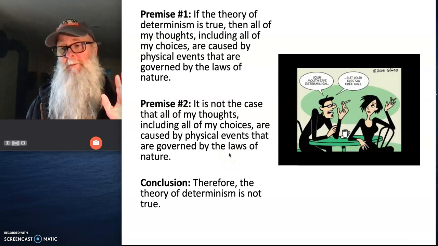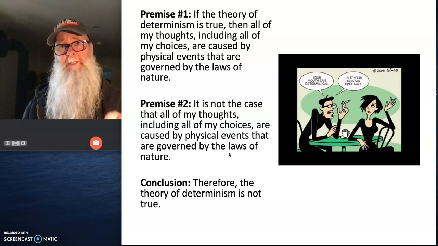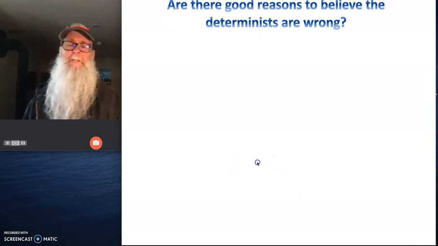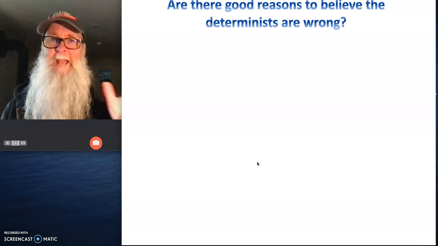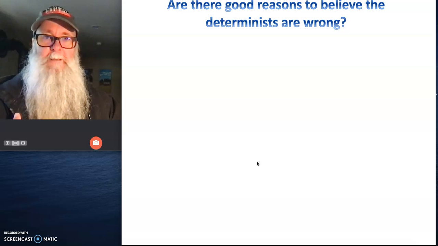All right, so what the libertarian is going to do is they're now going to have to supply us with evidence for believing that both of these premises are true. And I want to offer you one way they might go about doing this that involves analogy. Okay? So an analogy is when you say something is like something else.